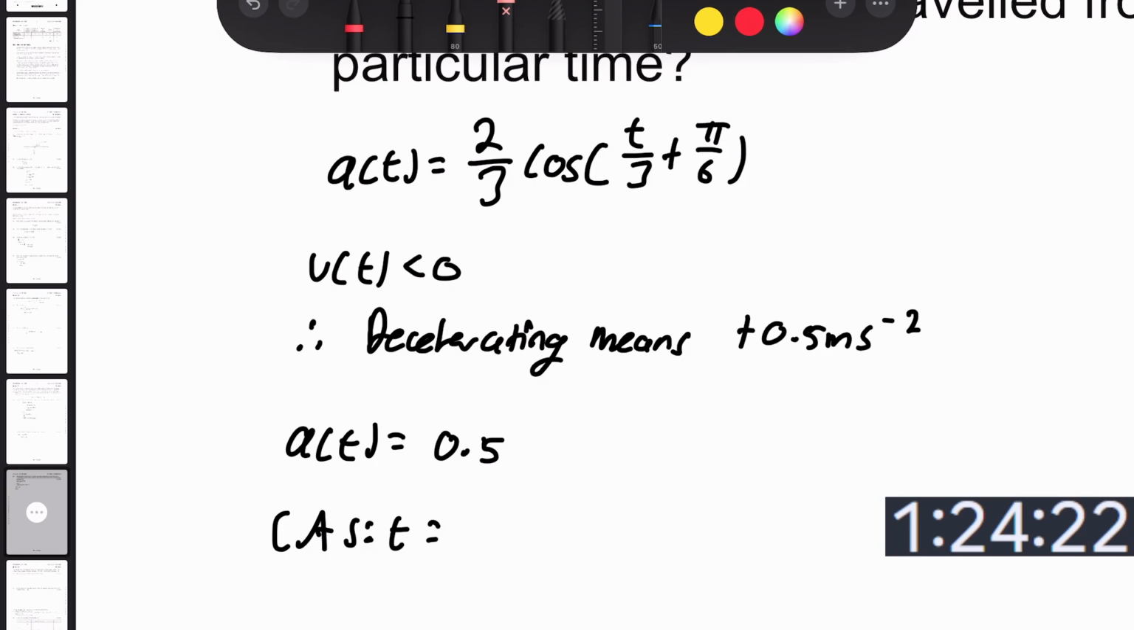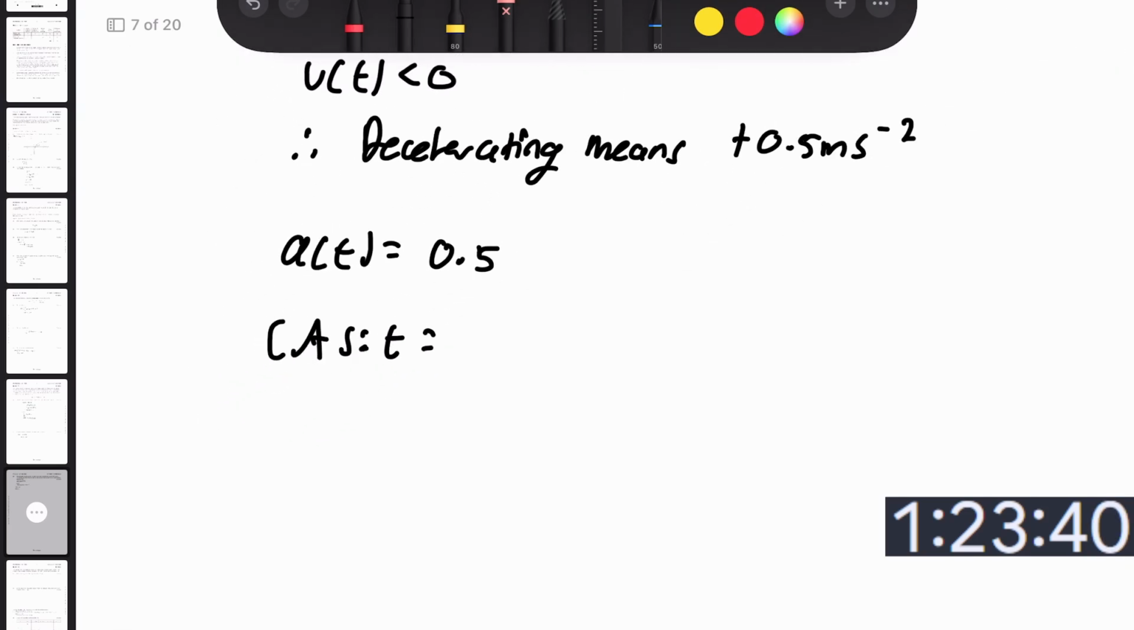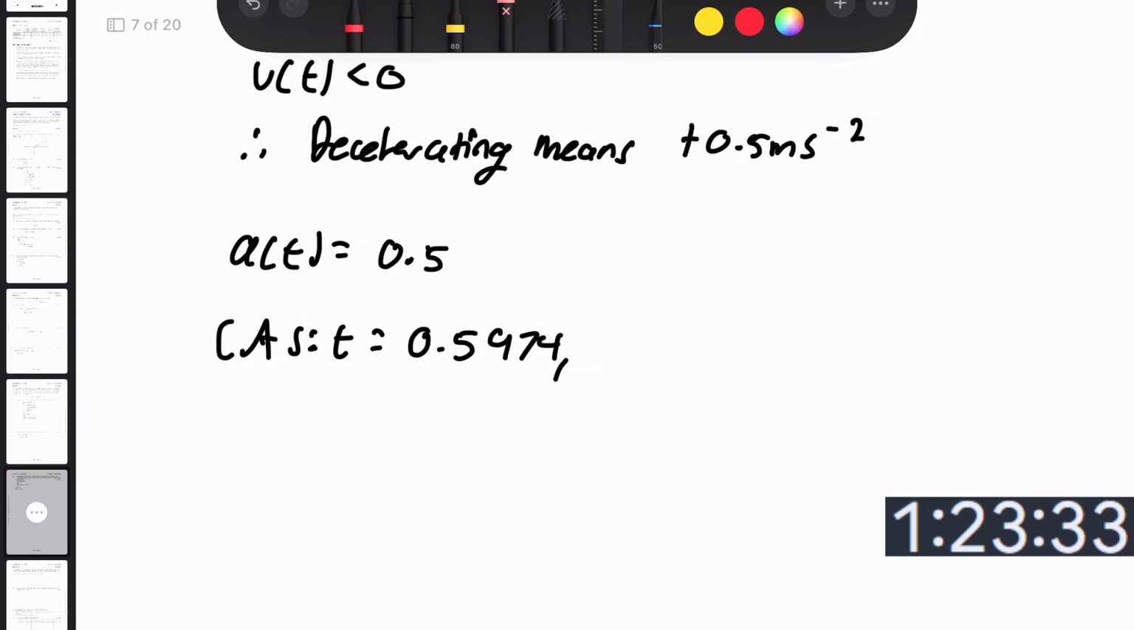let's see, solve. Let's make sure I differentiated that correctly. So differentiate 2 sine of x divided by 3 plus pi divided by 6. 2 and 3, yep. So I want to solve the answer equals 0.5. If I get that, t is going to be equal to 0.5974 or 18.84.